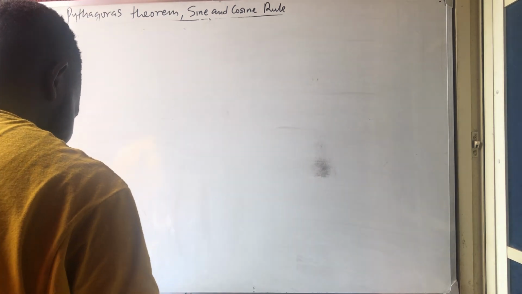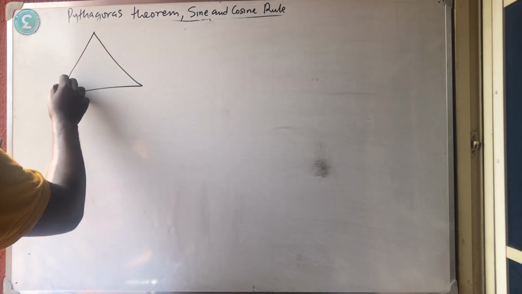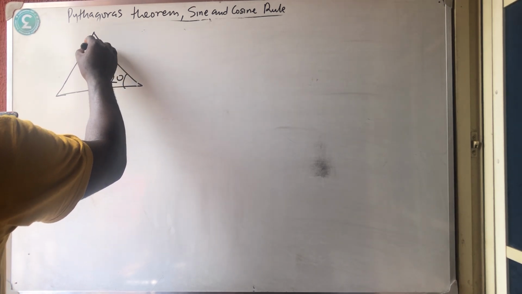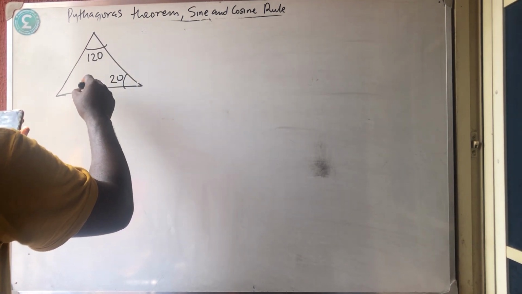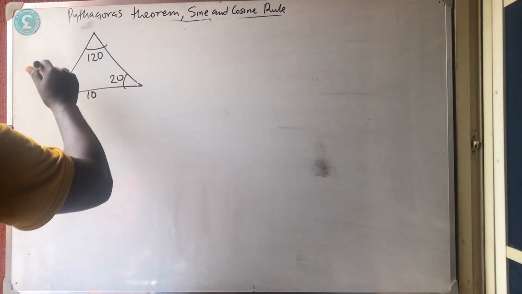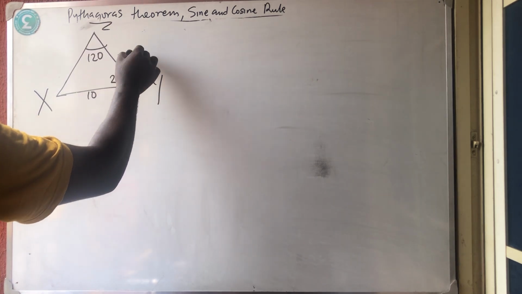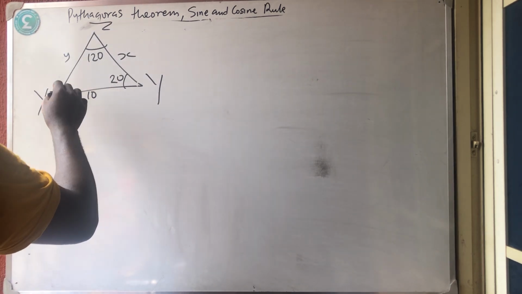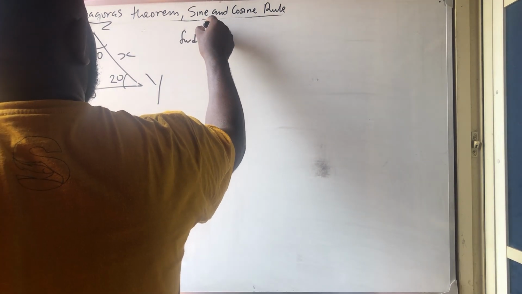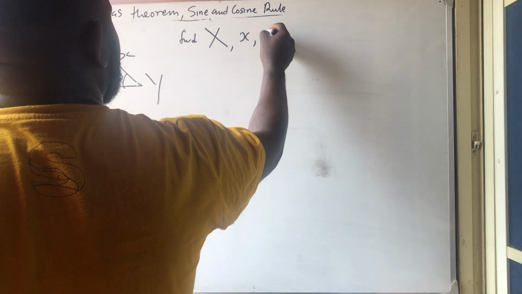So they gave us a triangle, and they said that here is 20, here is 120, here is 10. This is x, y, z. They say we should find x and y. Okay, so they say find big X, small x, and small y.